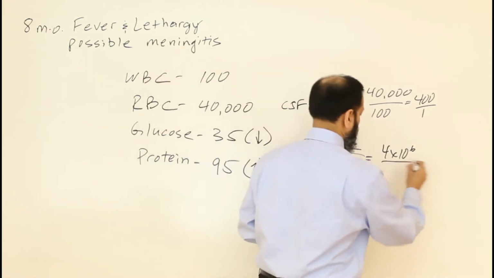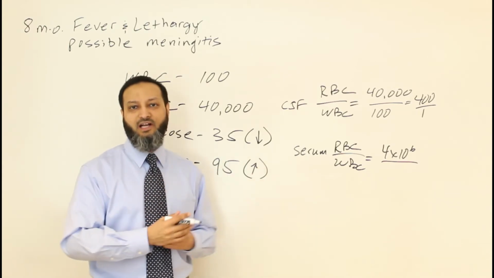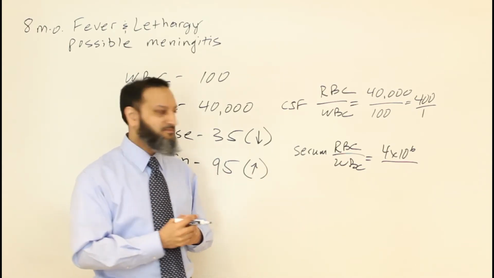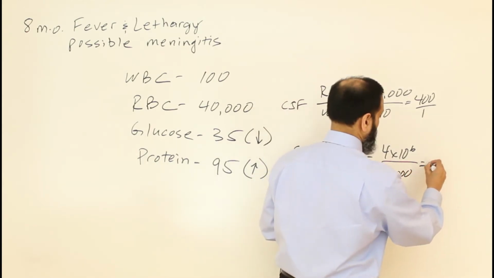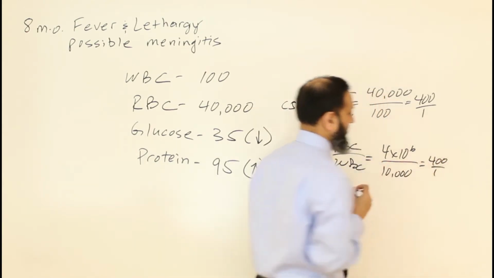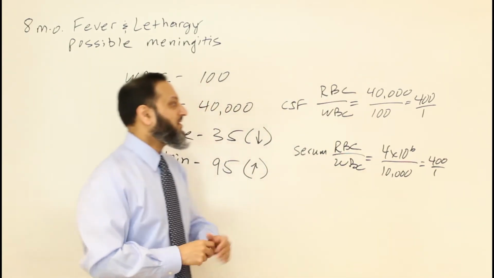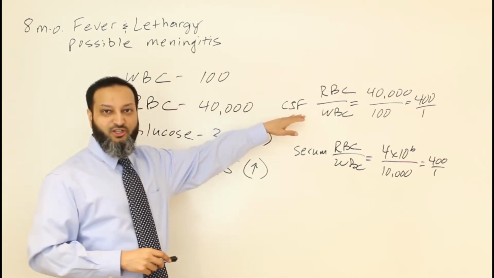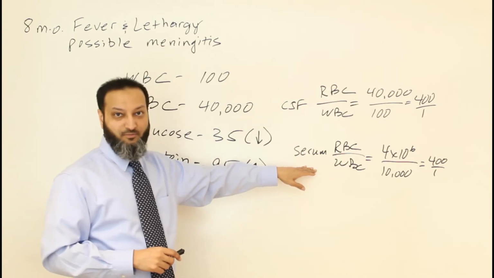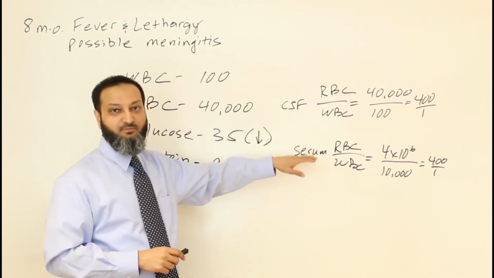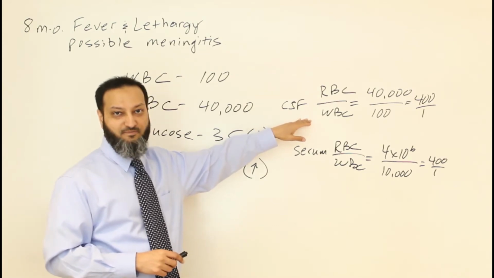And then when you got your CBC, you get your white count. What's a normal middle average white count in a CBC? Maybe about 10,000. So what's our ratio? 400 to 1. So our ratio is 400 to 1 in the serum. If your ratio in your CSF is less than that in the serum, you have too many white cells per red cell, and that is abnormal and consistent with meningitis.